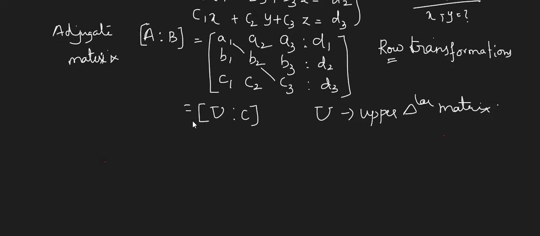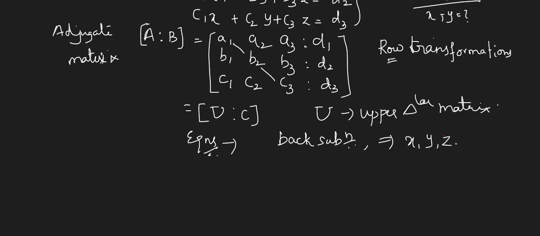Then this upper triangular matrix with C, we write it in the form of equations. We had written equations in the form of a matrix; now the matrix should be written in terms of equations. Then we apply a method called back substitution, which gives the values of x, y and z. This is the general procedure. Keep in mind, Gauss elimination means the augmented matrix [A|B] should be reduced to an upper triangular matrix with a column matrix by applying row transformations.